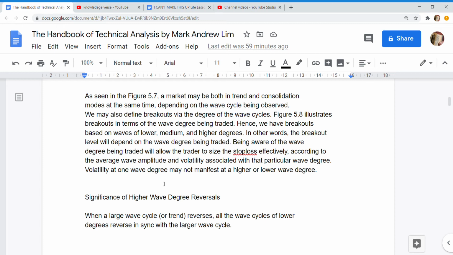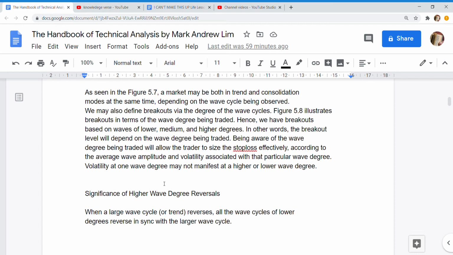We may also define breakouts via the degree of the wave cycles. Figure 5.8 illustrates breakouts in terms of the wave degree being traded. Hence, we have breakouts based on waves of lower, medium, and higher degrees. In other words, the breakout level will depend on the wave degree being traded. Being aware of the wave degree being traded will allow the trader to size the stop loss effectively according to the average wave amplitude and volatility associated with that particular wave degree. Volatility at one wave degree may not manifest at a higher or lower wave degree.